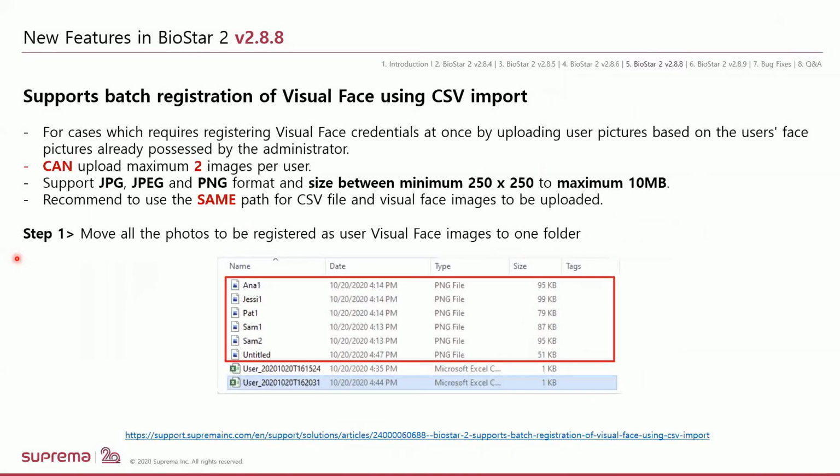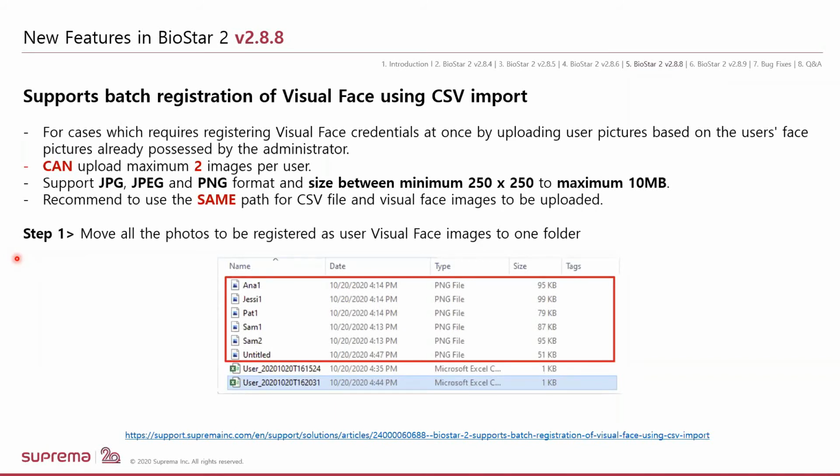The first new feature of BioStar 2.8.8 is batch registration of Visual Face credentials through CSV import. This feature helps administrators to easily register their credentials by uploading facial photos of multiple users' visual faces at once in a situation where the administrator already has users' face photos.